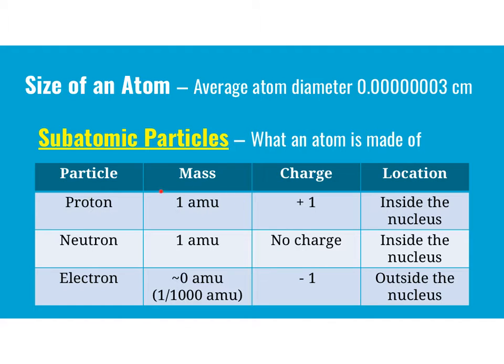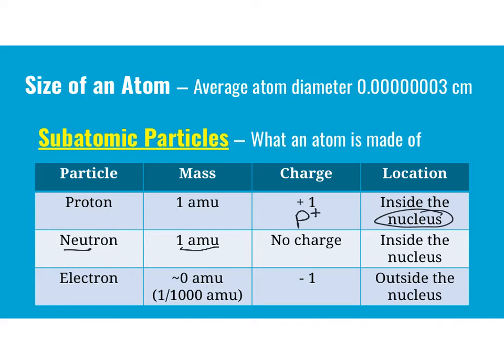For a proton, we're going to say the mass is going to be 1 AMU. You might remember that AMU stands for atomic mass unit. Instead of memorizing the super tiny number of the mass of a proton, we make it simple and just say 1 AMU. The charge of a proton is positive, and oftentimes you're going to see us abbreviate it as P+ to show that it has a positive charge. And we are going to find protons inside the nucleus.